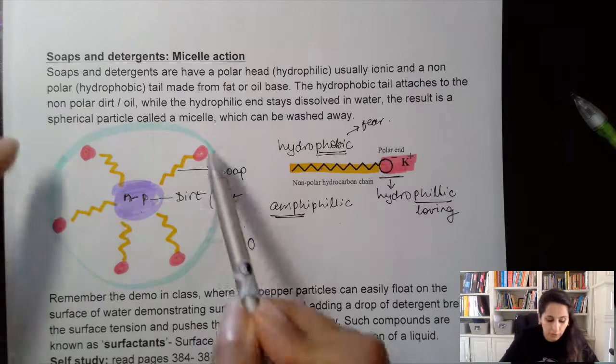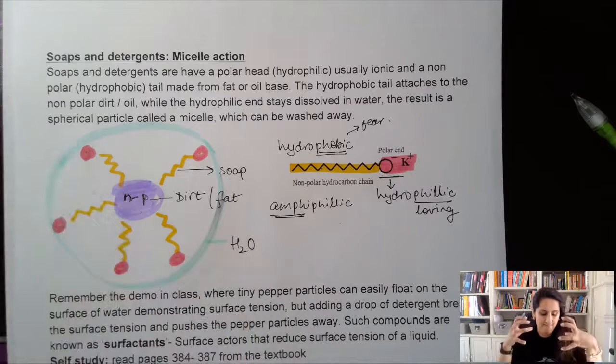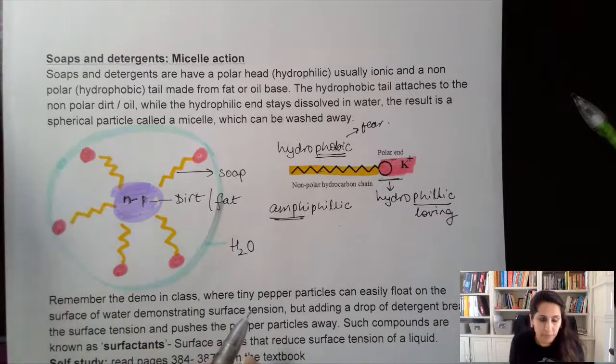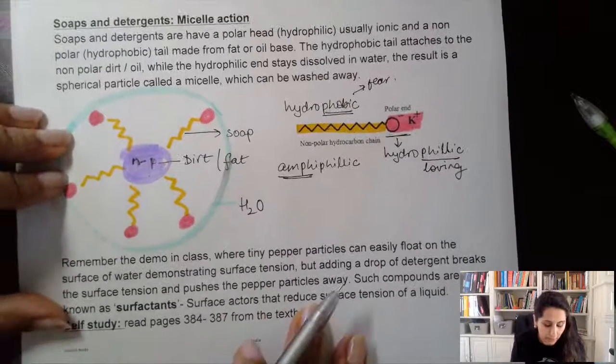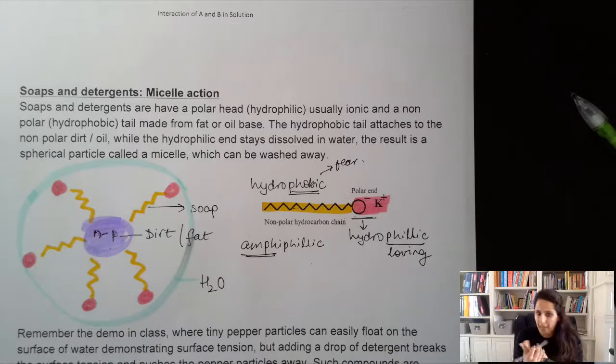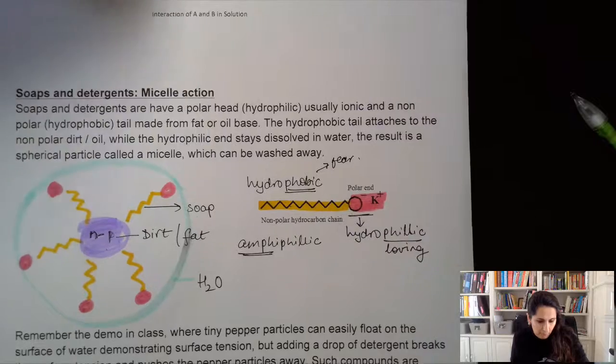So this whole thing together is called a micelle. I've heard different pronunciations, myceli or micelle, whichever one you like. As you agitate your cloth or rub your hands together using more water, this micelle can be dissolved in water and is washed away.